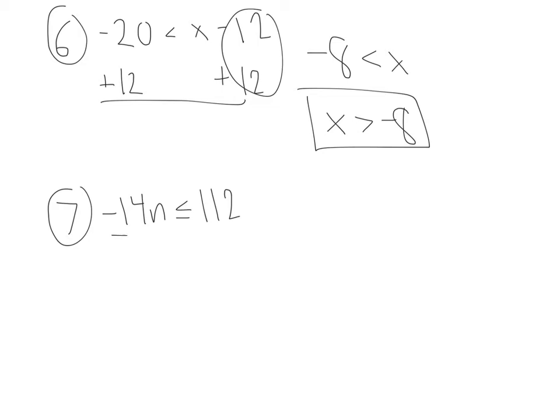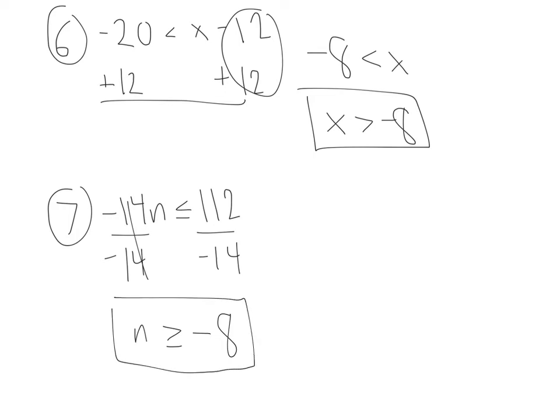And for number 7, divide by negative 14 on both sides, but like I said, if you divide by a negative, we're going to have to flip the direction of the sign, so it's going to go from less than or equal to, to greater than or equal to. So it's going to flip like that and becomes isolated. 112 divided by negative 14, let me think about this. Times 2, 28, times 4, 56. So this is going to be negative 8 here. So n is greater than or equal to negative 8 for this one.